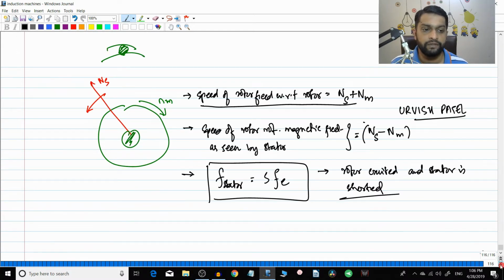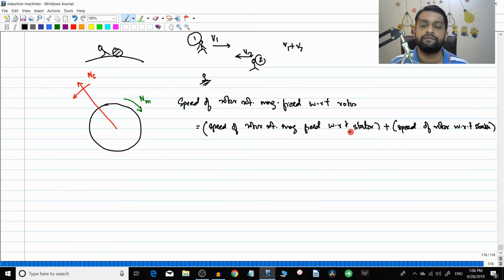So the speed of the rotor rotating magnetic field with respect to the stator will be ns minus nm, right? And what is the speed of the rotor with respect to the stator? It will be nm, right? It is the shaft speed. So with respect to the stator, the rotor speed will be nm. So it will be plus nm here. So this nm and this nm will go. So this value will be equal to ns.